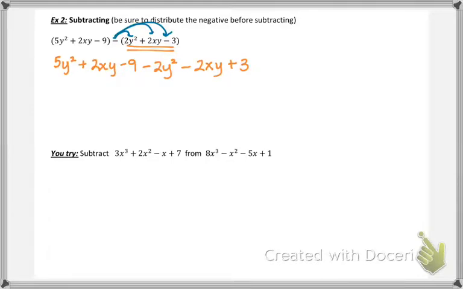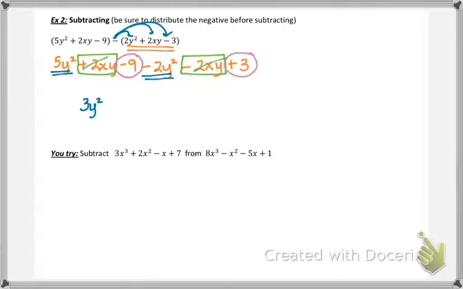So looks like I've got 5y squared and negative 2y squared. I'm going to combine to 3y squared. And then I've got positive 2xy and negative 2xy, which adds to 0, so they cancel out. And then finally I've got negative 9 and positive 3. That adds to give me negative 6. And so this is my final answer, 3y squared minus 6.